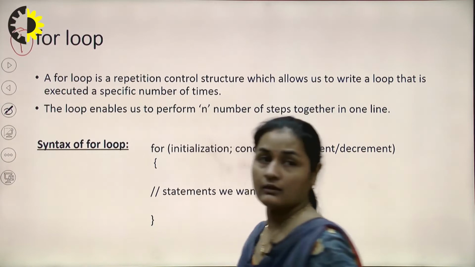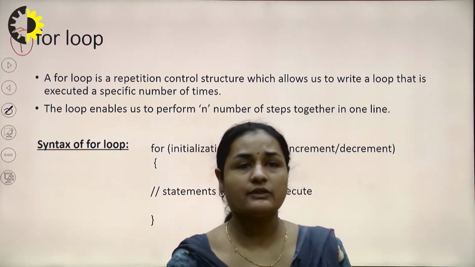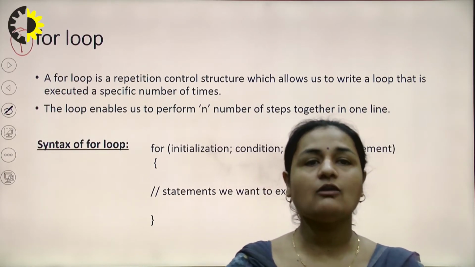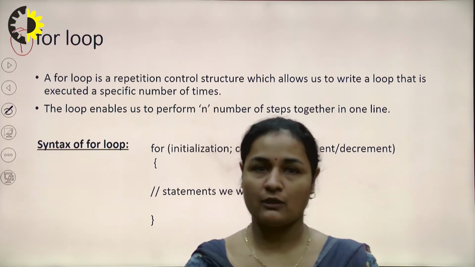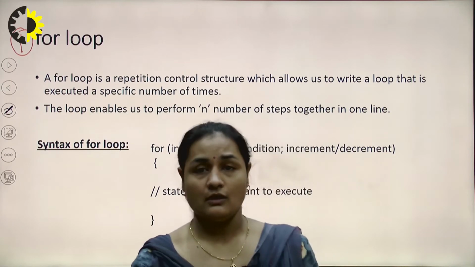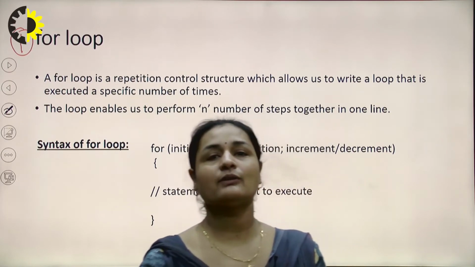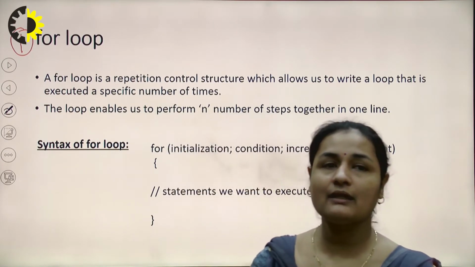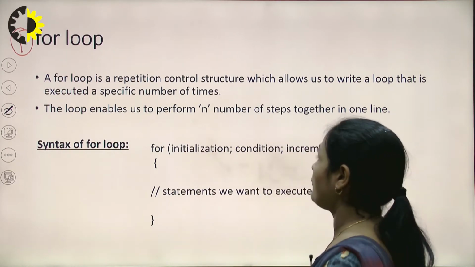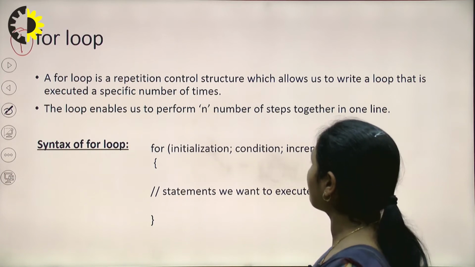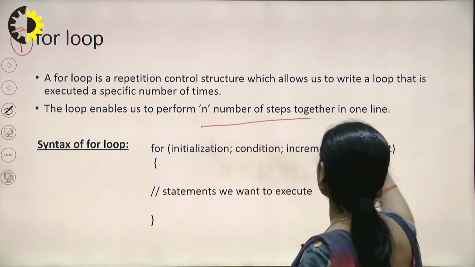For loop. A for loop is a repetition control structure which allows us to write a loop that is executed a specific number of times. When we want to execute a particular statement various number of times, then we prefer the for loop. The loop enables us to perform n number of steps together in one line.